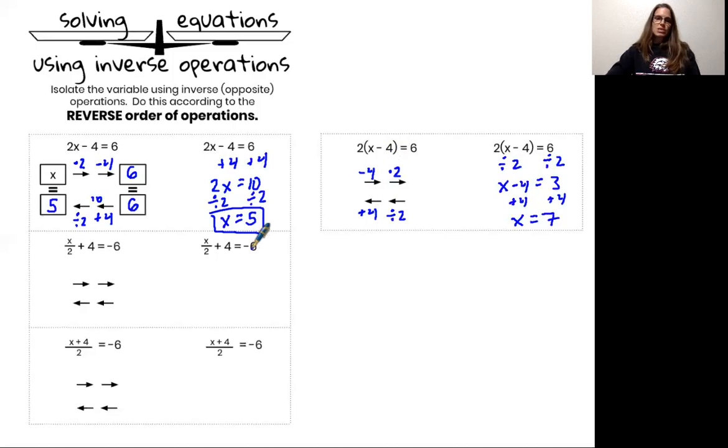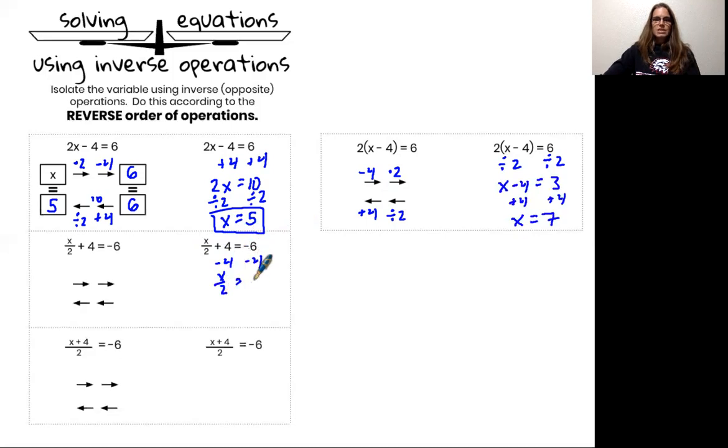This next example is another very typical two-step equation that you should be used to solving without really thinking about the reverse order of operations. So again, this one is solved in the typical order: add or subtract, and then multiply, divide. In order to undo addition by 4, I'm going to subtract 4 from both sides of my equation. So x divided by 2 plus 4 minus 4 leaves me with x divided by 2.